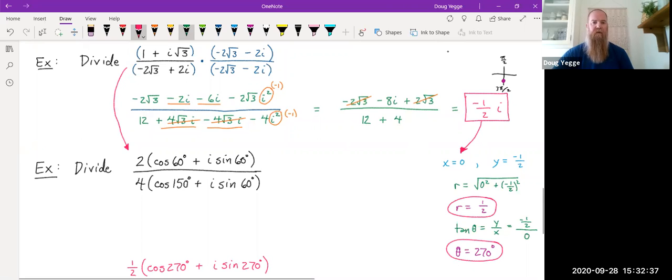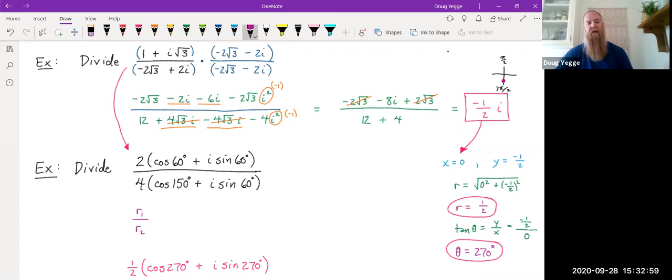Now, I suppose we could already see that what we've done here in order to get 1/2 is that we divided the R values. 2 divided by 4 is 1/2. If we were multiplying them, that's why we took the product of the two R values. So it looks like all we're going to do to calculate this is take one R value and divide by the other R value.